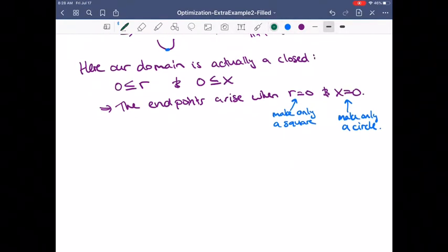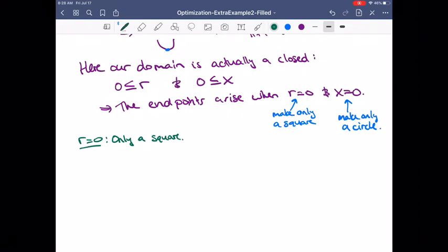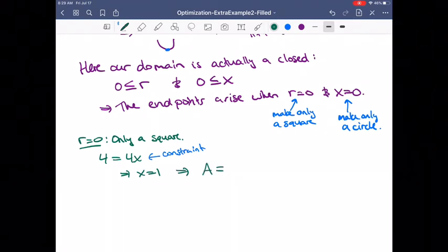If r is 0, that means we made only a square. So the length of the wire is equal to 4x. This is our constraint, because we didn't make a circle, the perimeter of the square had to be our full wire. So that means that x equals 1. So our area is just x squared, which is 1 squared, so 1.